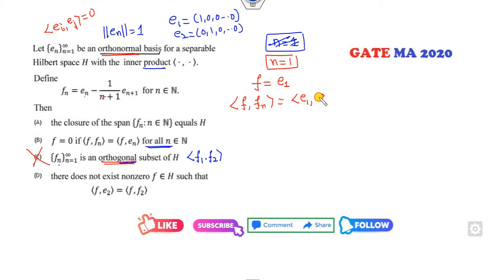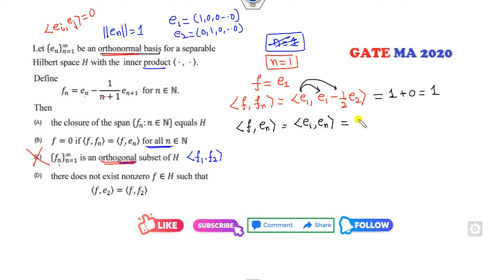What is the F1? It is E1, F of E2. So if I open this, E1 of E1 is 1, and E1 of E2 will be 0. So its answer is 1. Now F into En: F is my E1, and n is my 1, so it is my E1, which is 1. And you can see both are satisfied.